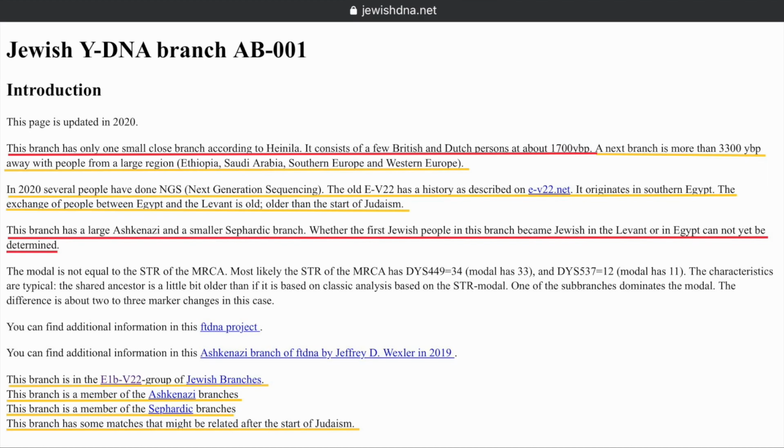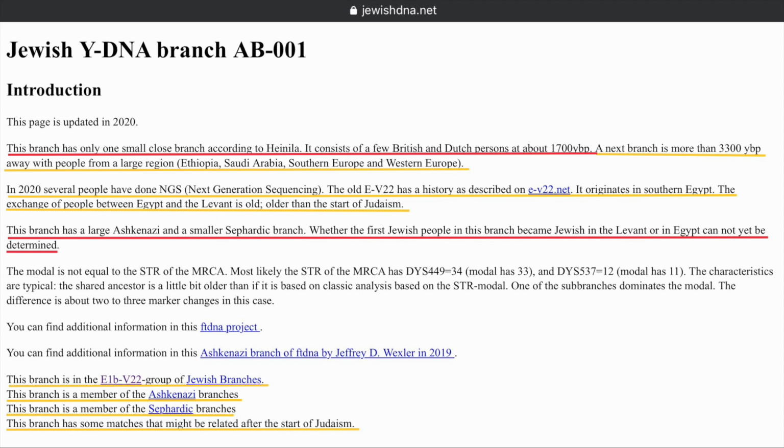This branch has only one close branch according to Penelia. It consists of a few British and Dutch persons at about 1,700 years before present. A next branch is more than 3,300 years before present, with people from a large region: Ethiopia, Saudi Arabia, Southern Europe, and Western Europe. In 2022, several people have done NGS, next generation sequencing. The old E-V22 has a history as described on EV22.net.